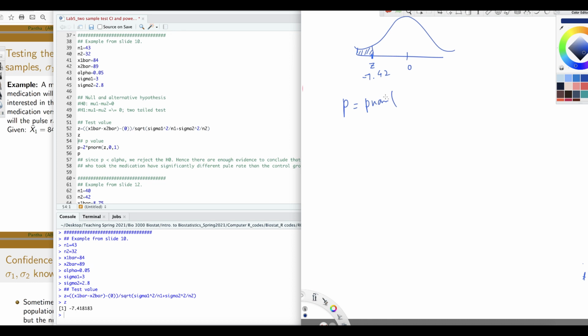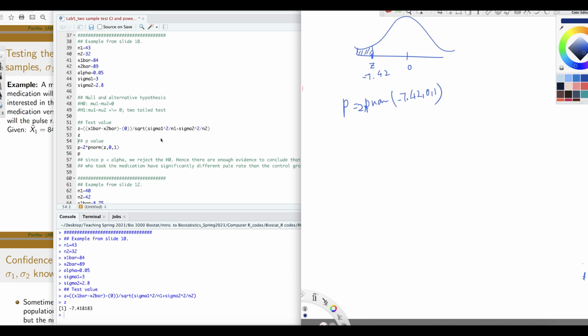P norm always finds the area left of that, right? So pnorm of negative 7.42, then 0, 1. That's how you find the p-value there. Oh, by the way, there is a 2 times as well, because it is a two-tail test, 2 times that.